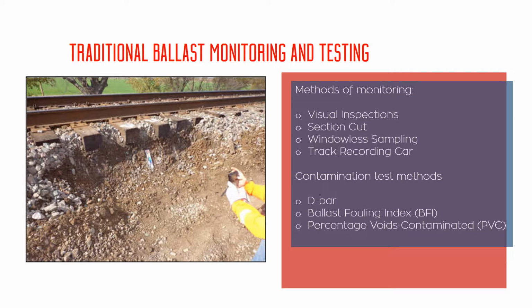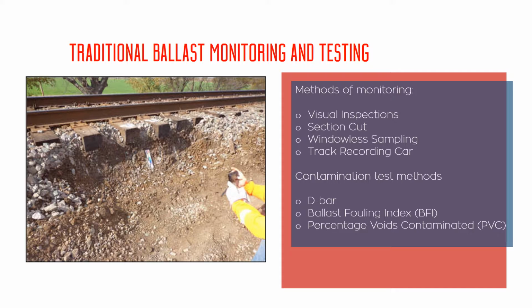The track recording car is not directly affiliated with ballast monitoring, however it is an instrument which is used to identify the present rail alignment of the track structure. Although this method does not directly identify ballast conditions, it could be used to identify areas where ballast fouling is present due to misalignment of the track.